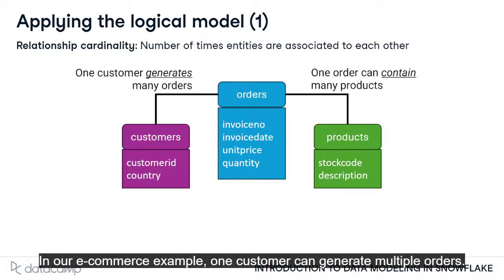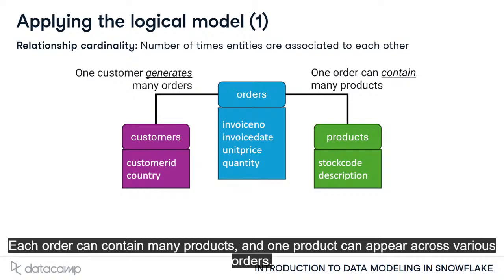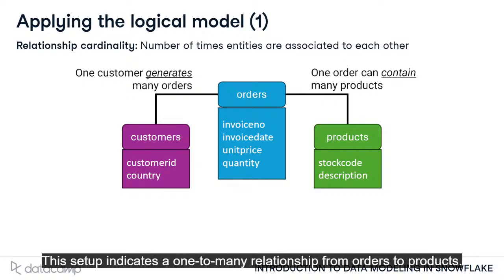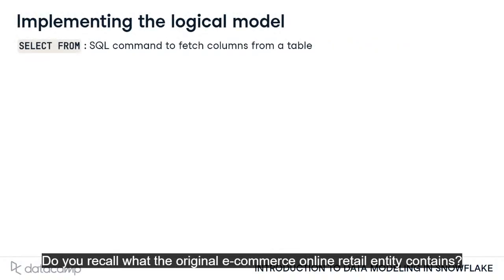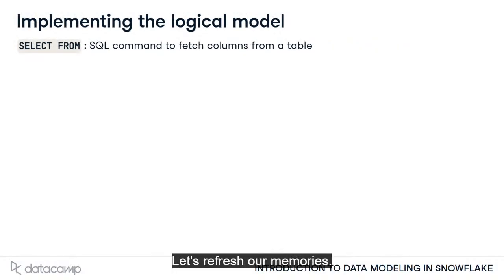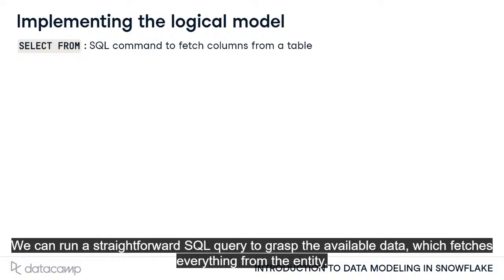In our e-commerce example, one customer can generate multiple orders. Each order can contain many products, and one product can appear across various orders. This setup indicates a one-to-many relationship from orders to products. This logical model is like the blueprint for our analogy of the house, where we are giving a measurement to each part. Do you recall what the original e-commerce online retail entity contains? Let's refresh our memories. We can run a straightforward SQL query to grasp the available data, which fetches everything from the entity.